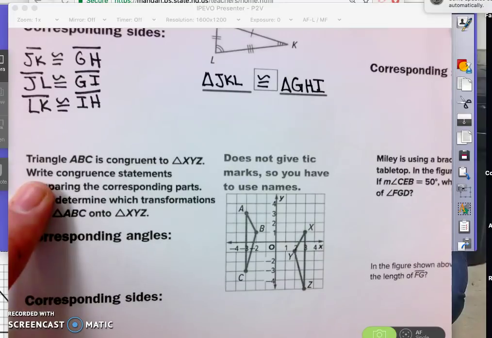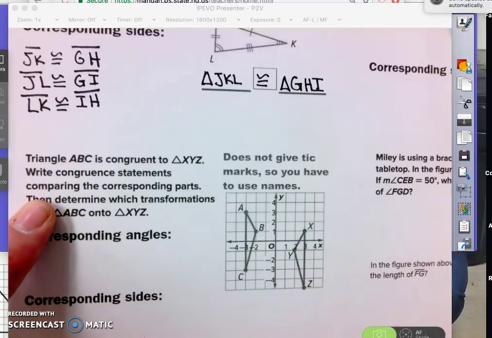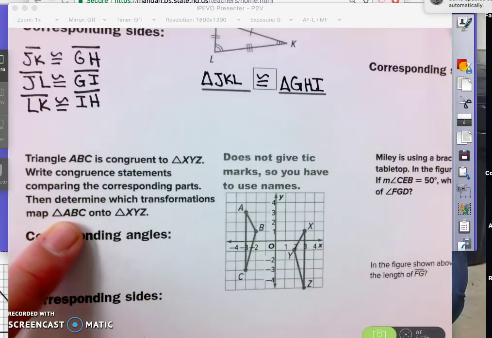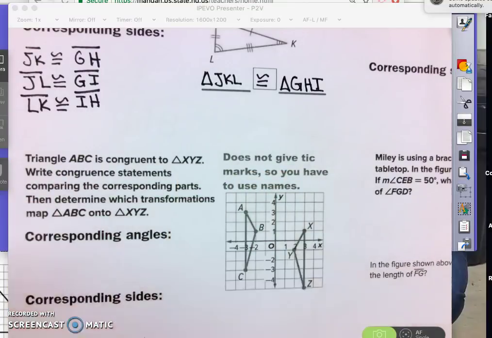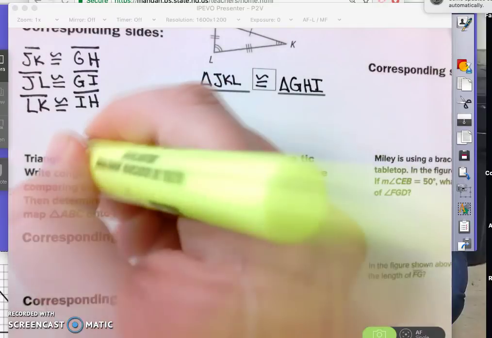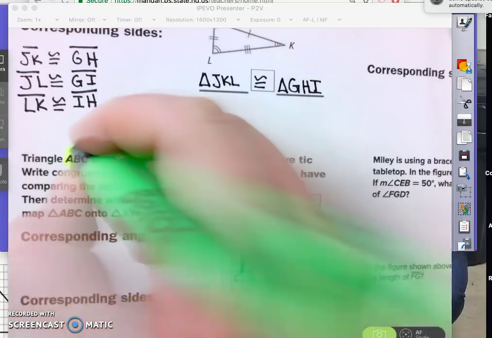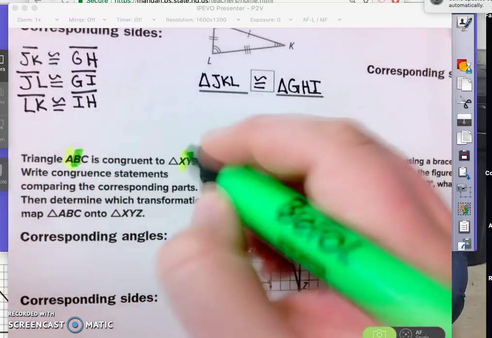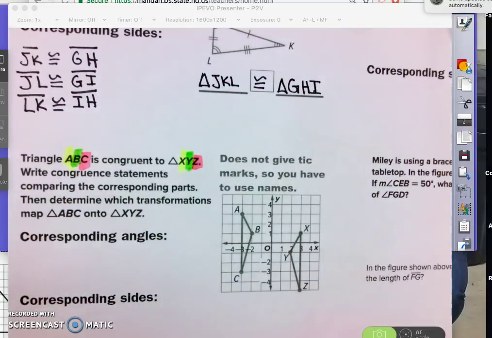Alright, so triangle ABC is congruent to triangle XYZ. Write the congruent statement comparing the corresponding parts and then determine which transformations map ABC onto XYZ. So if you notice, it does not give you the tick marks, so you have to use the name. Okay, so I'm going to do this. Triangle A. I'm going to highlight the first one. Let's do B. Let's do pink last, C. Triangle ABC is congruent to XYZ.